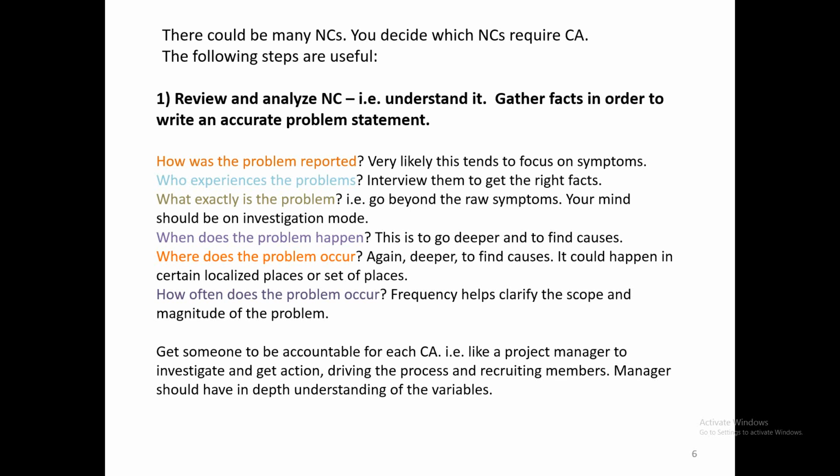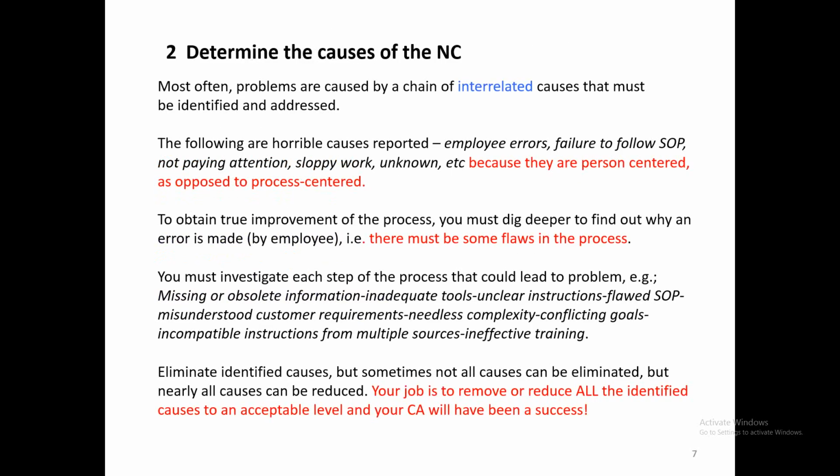So you could be the quality manager, with maybe a very reliable executive to help you. This person can be accountable for each of the corrective actions. This person can be a project manager to investigate and get action. He can drive the process and recruit other members. And you can help as a manager because you have deep understanding of the variables. And then number 2 is time to determine the causes of the NC.